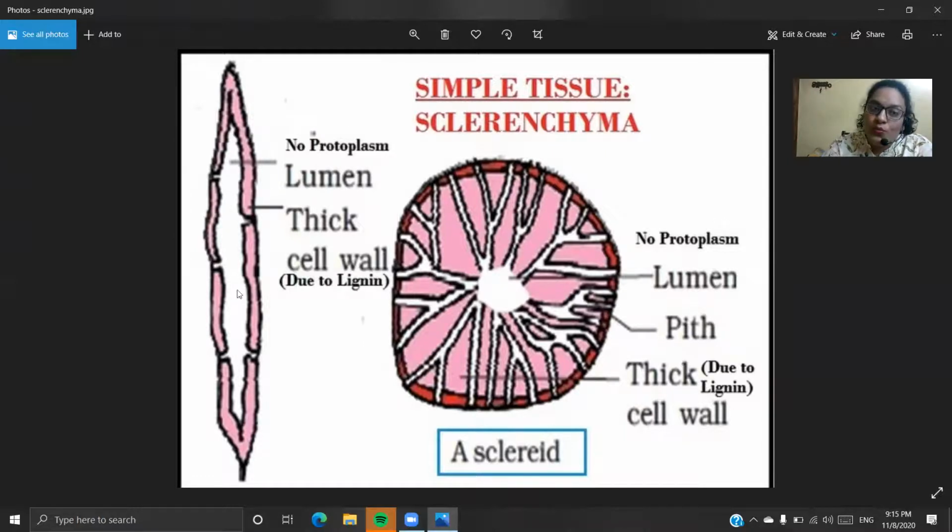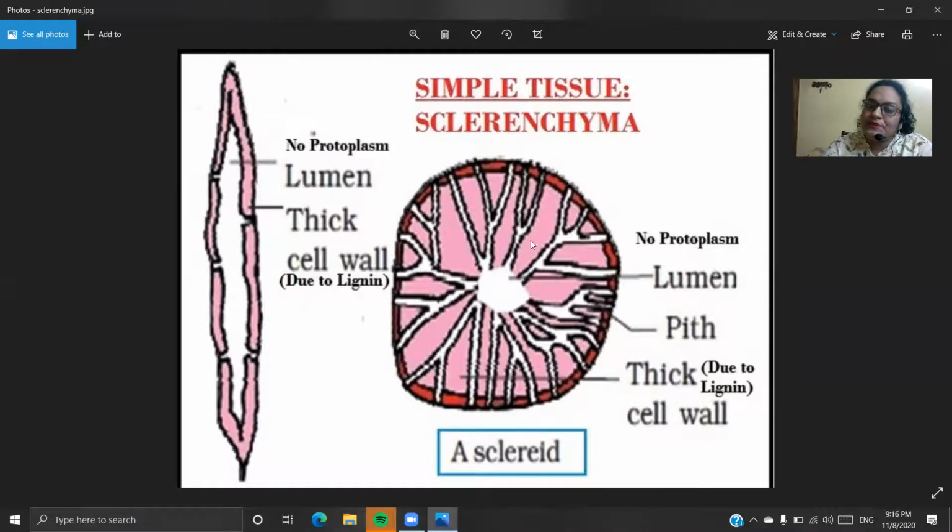They have a lumen in between and they have a very thick cell wall. And you can see that the pits are also available here. Okay, these are the pits available over here. This long cell, which has tapering ends at both the ends, is called a fiber. These are the sclerenchyma fibers.